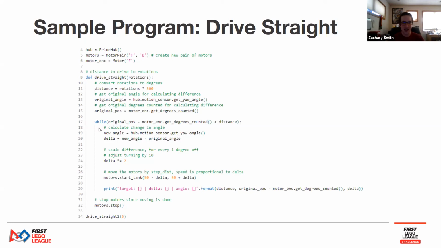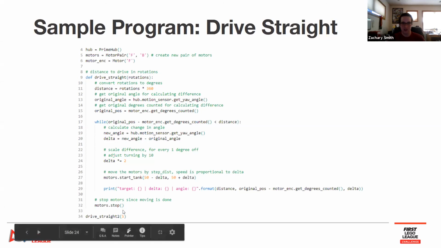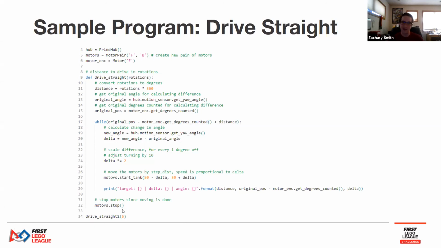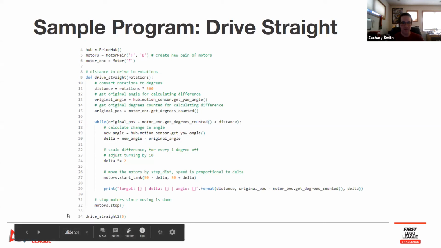So you can see here, after the while loop is done, I tell the motors to stop. Otherwise, once the program is done, it'll just continue on driving at that speed. And then here, I actually have the function call, which that should not be a 2. That'll actually result in an error. It should just be drive straight. And then I give it the distance and rotations that I actually want it to move.